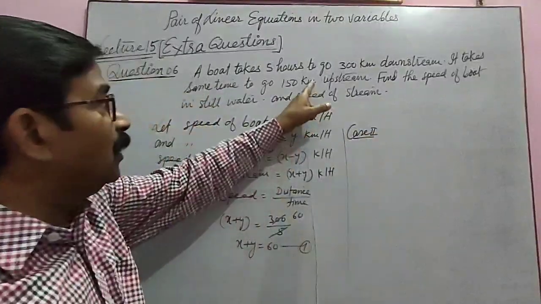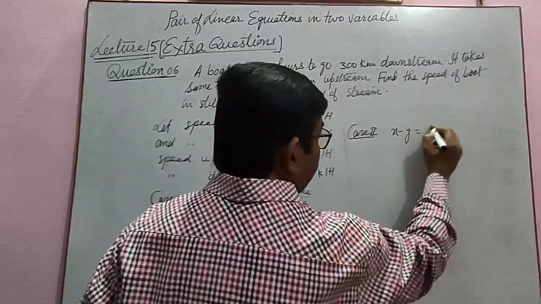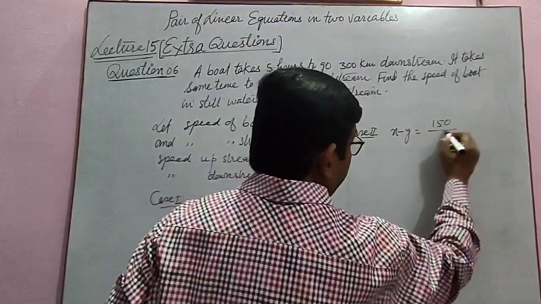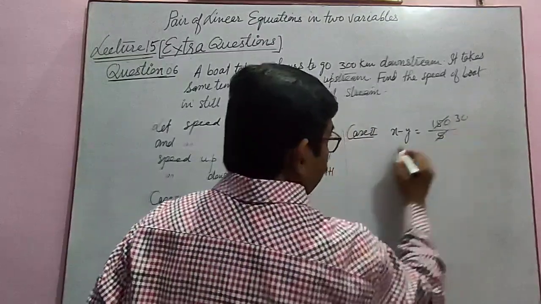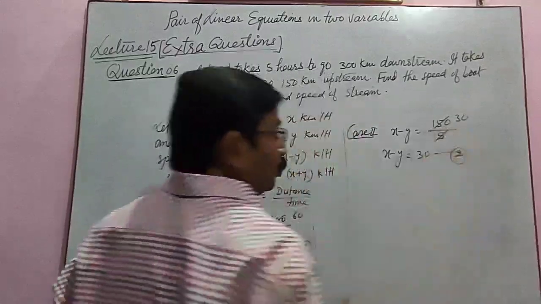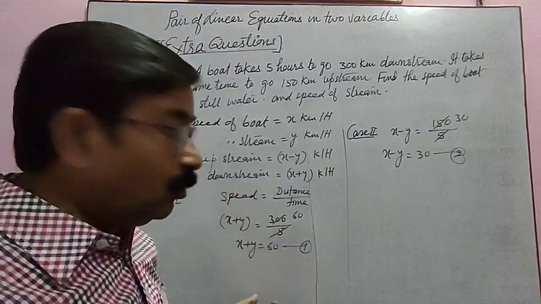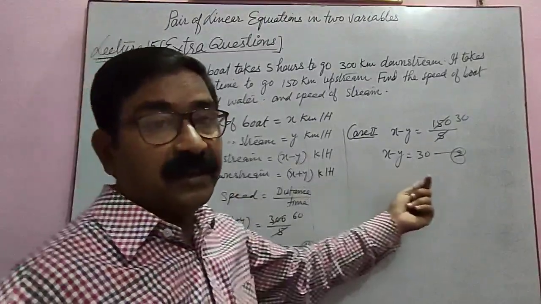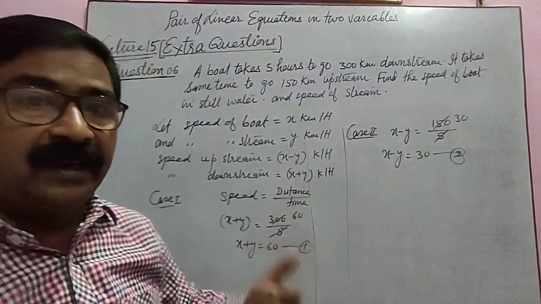And in the second case, speed is downstream, this time upstream. So x minus y, distance is 150 upon time is the same 5 hours. So 5 3s are, so x minus y is equal to 30. Equation number 2. Now we have got two equations, very simple equations. Anyhow we can solve these equations for x and y. Whatever the values come, that will be the speeds of boat and current.